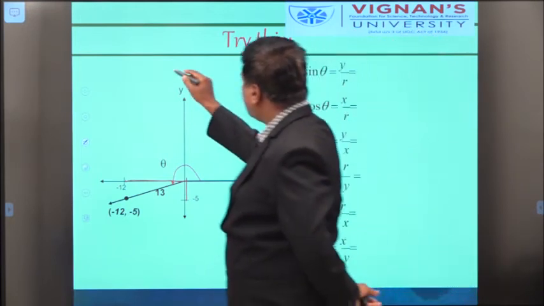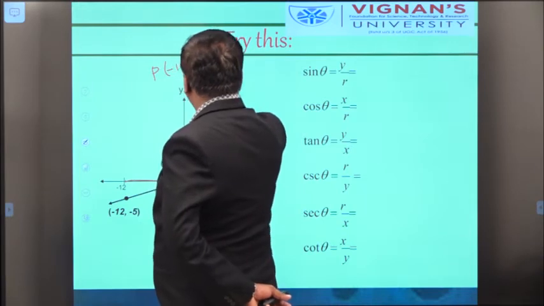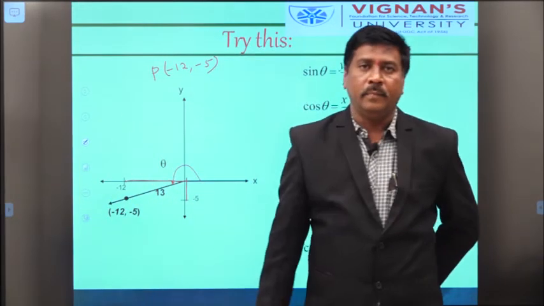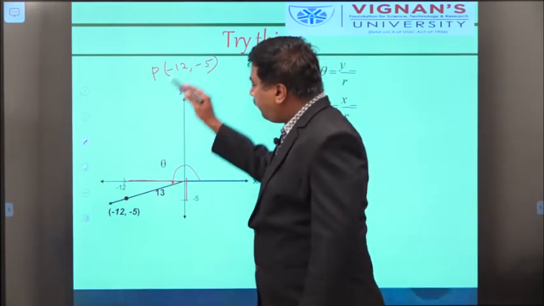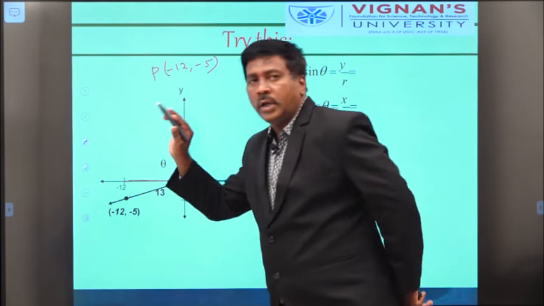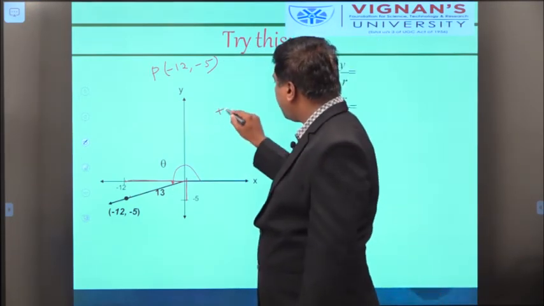So this is the information given. P is (-12, -5), both coordinates are on the negative side. Therefore, the point P lies in the third octant of the coordinate plane, because, as already explained, the first is plus, plus.